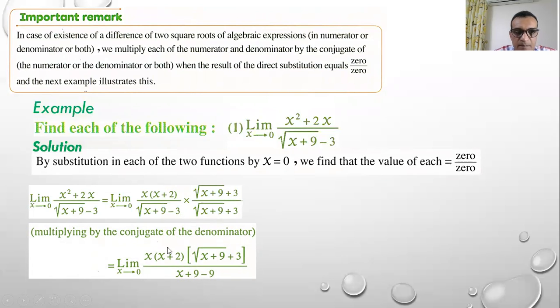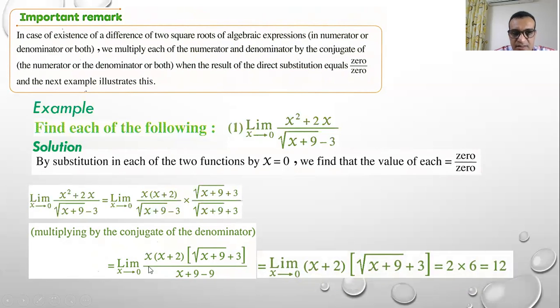after simplification, the limit of the function x plus 2 bracket the square root x plus 9 plus 3 over x plus 9 minus x, and x minus x equals 0, and cancelling x with x, we get the limit of x plus 2 multiply bracket the square root x plus 9 plus 3, and by replacing we get that the limit of the function equal 12.